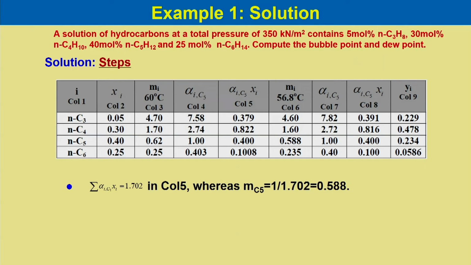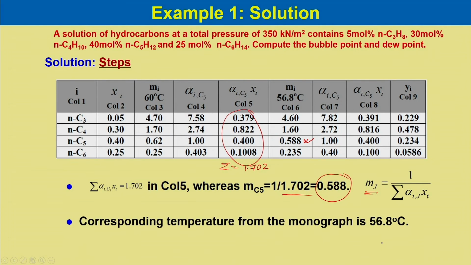Now, the summation over all the components in column 5, we can calculate the sum over here, which is the summation of all these. It will give about 1.702. Now, we know that mj is equal to 1 by summation of alpha ij xi. So, this summation of alpha iC5 xi is equal to 1.702. So, 1 by that value would give us mC5, which is mj. So, mC5 is 0.588.